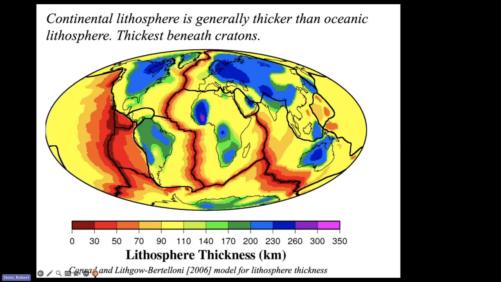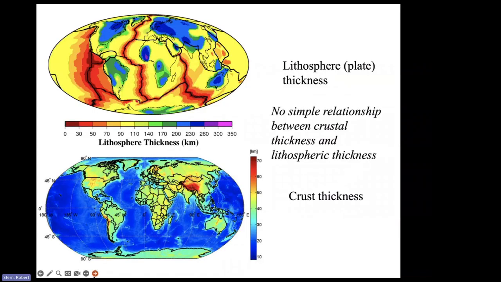So we can look at a map of continental lithosphere. Remember, we looked at a map of continental crust. I'm not sure. Do we get another one? Yes. So we looked at a map of continental crustal thickness. We saw these regions of thick crust.